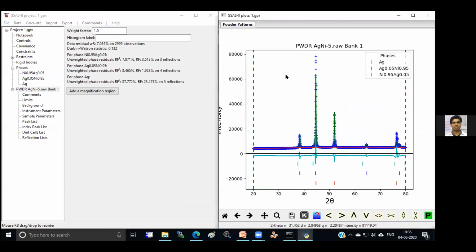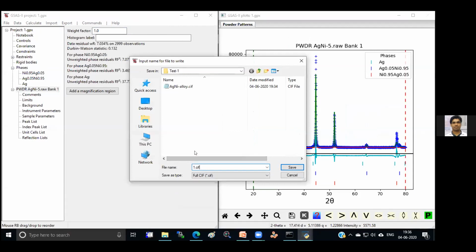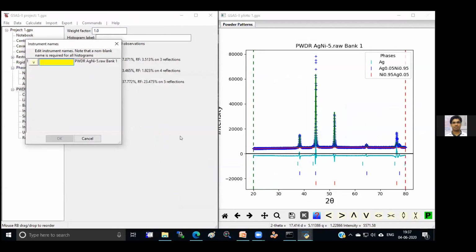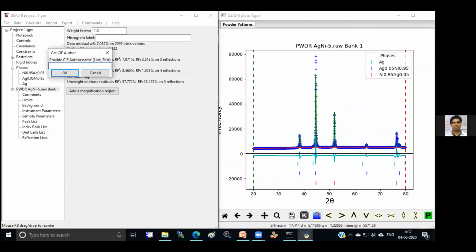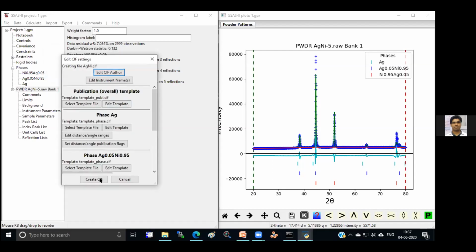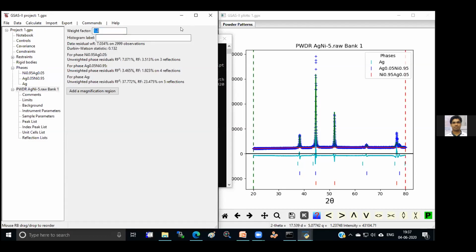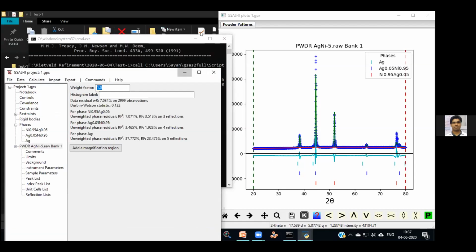And here it is. Now I'm exporting the full zip once again, and I'm giving a different name, AGNI. You have to put the instrument name, then check the bond radii and the atomic radii here. You have to provide your name, like who has done the refinement. Okay, and create. Yeah, so the zip is now exported.